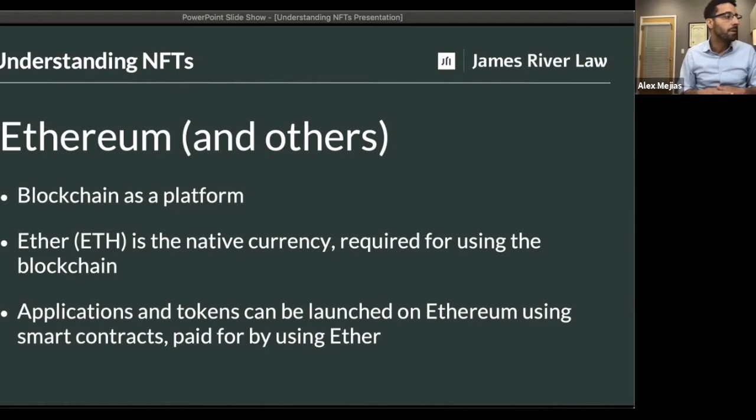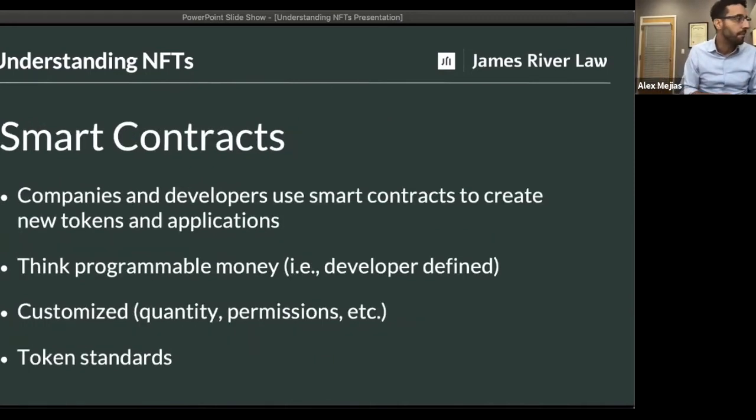And so the goal was to be able to launch applications and tokens on top of Ethereum, and that's exactly what happened. So much of the 2017 ICO boom was people launching applications on top of Ethereum through the use of smart contracts. So smart contracts are basically exactly what they sound like.